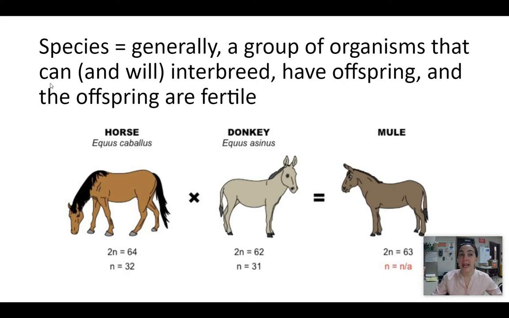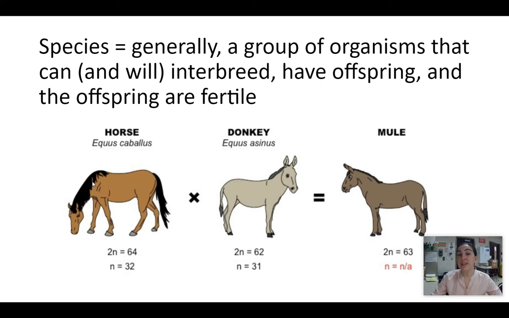But in general, organisms are considered members of the same species if they can and will interbreed with each other, they can have offspring, and their offspring are fertile, which means their offspring can then reproduce and have more offspring. The example you see up here on the screen: when you cross a horse and a donkey, they can interbreed. They can have offspring, and their offspring are called mules. But the interesting thing about mules is that mules are sterile. Mules cannot mate with other mules and have offspring. The only way to get a mule is to breed a horse and a donkey.